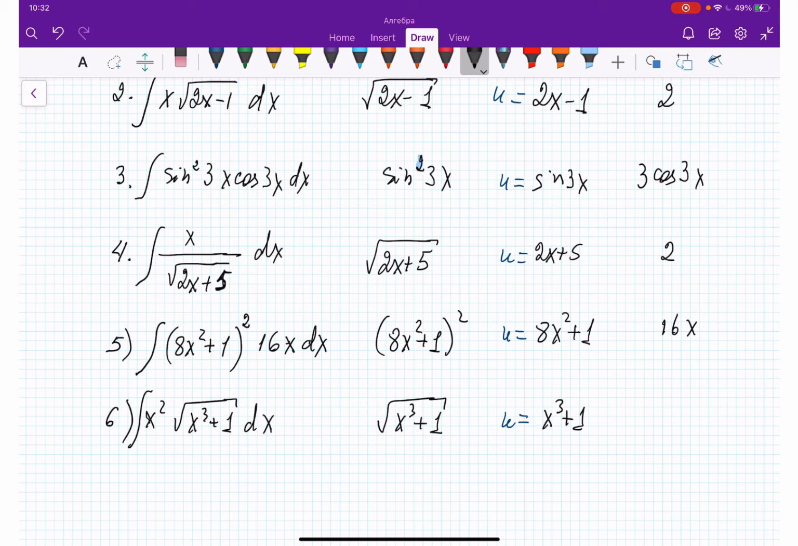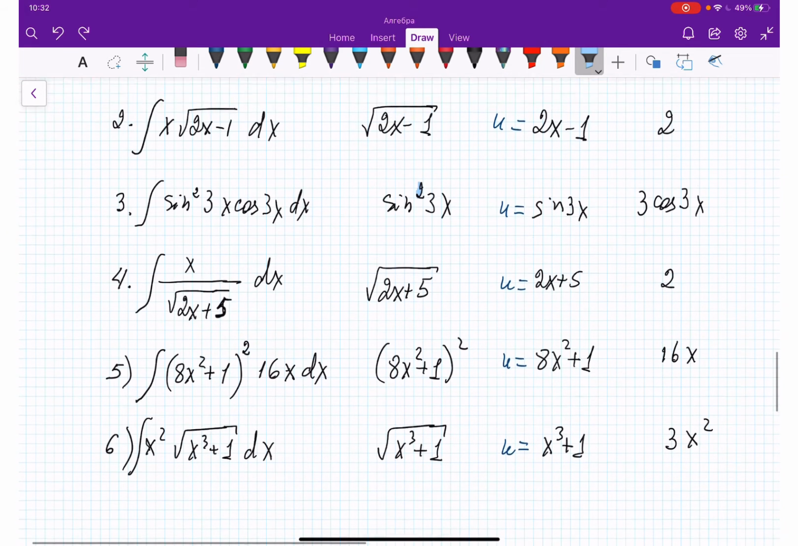Okay, and the derivative is going to be 3x squared. Very nice. So x squared we have here, and the 3 we can easily take care of by multiplying by 3 and dividing by 3, that is, multiplying by 1/3, right? Okay.